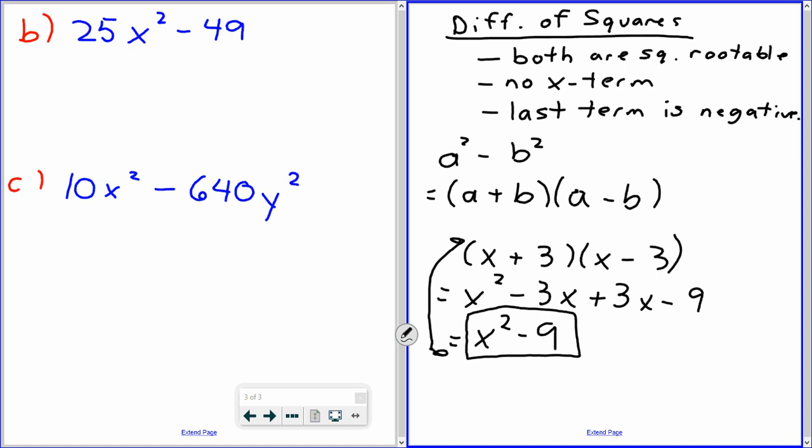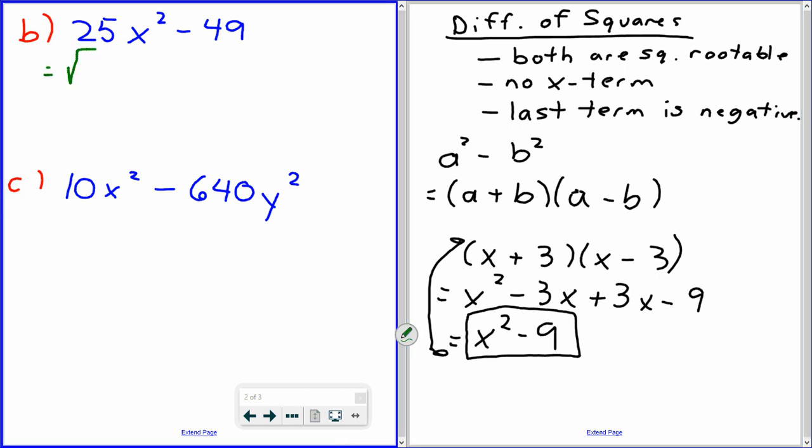Okay, so what we're going to do then, this is what I do. Every teacher is different in how they teach it, and you can skip this step if you want to, but I do this. I'll do this in green. This is going to equal the square root of 25x squared minus the square root of 49. This is not necessary, but I always do this just to help myself out.